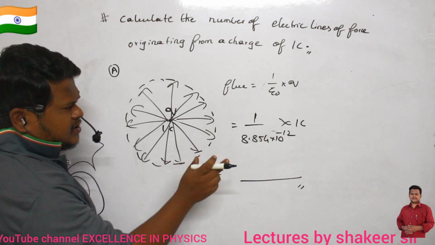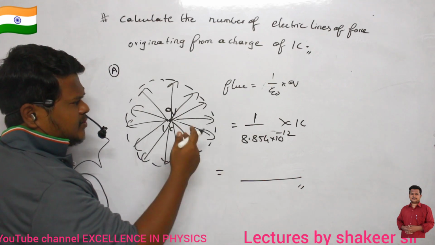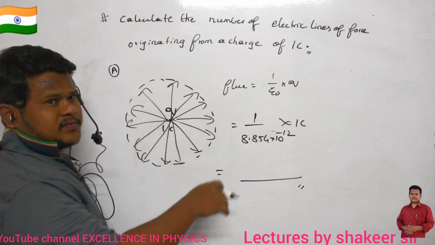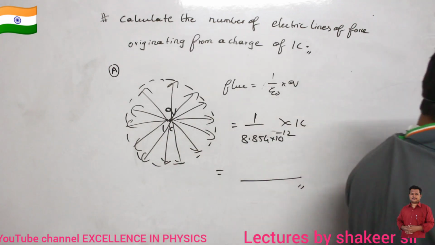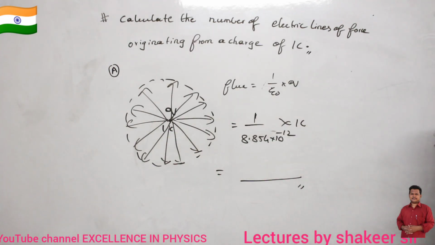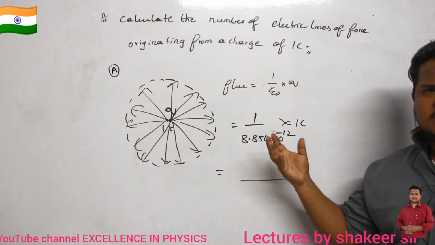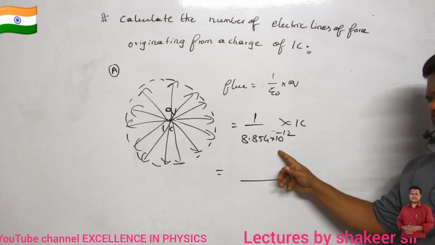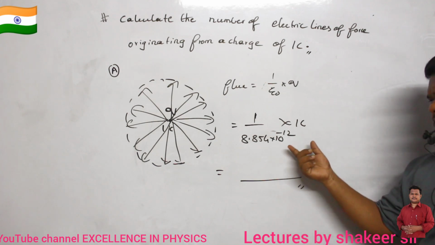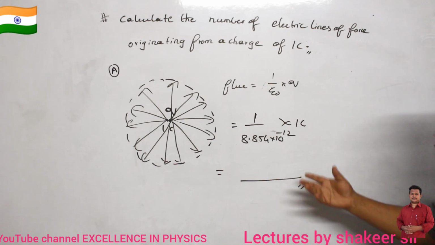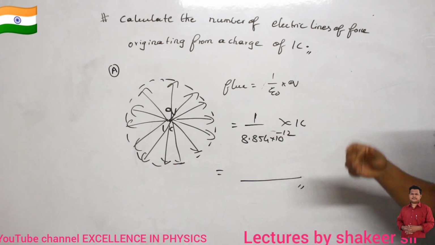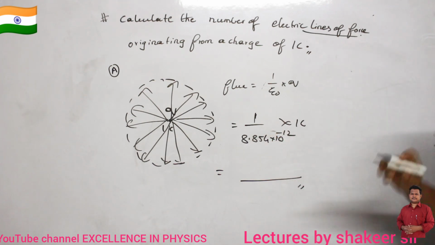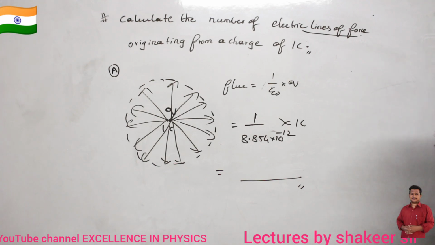Okay? So if I get the value of flux, how can I calculate how many lines are coming out of this Gaussian surface? Can you say, anybody? Okay, ma? So by using Gauss law, the total flux coming out of a closed surface is equal to 1 by epsilon naught times the charge enclosed by that Gaussian surface. The epsilon naught value is 8.854 into 10 power minus 12. Clear, ma? And multiplied by 1 coulomb. So this is the amount of flux. Now how can I calculate the number of electric lines of force? Can you say, anybody?